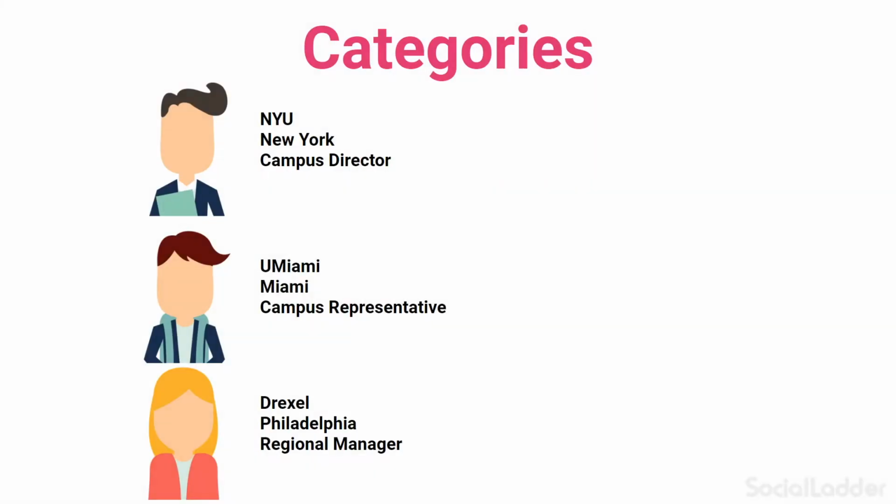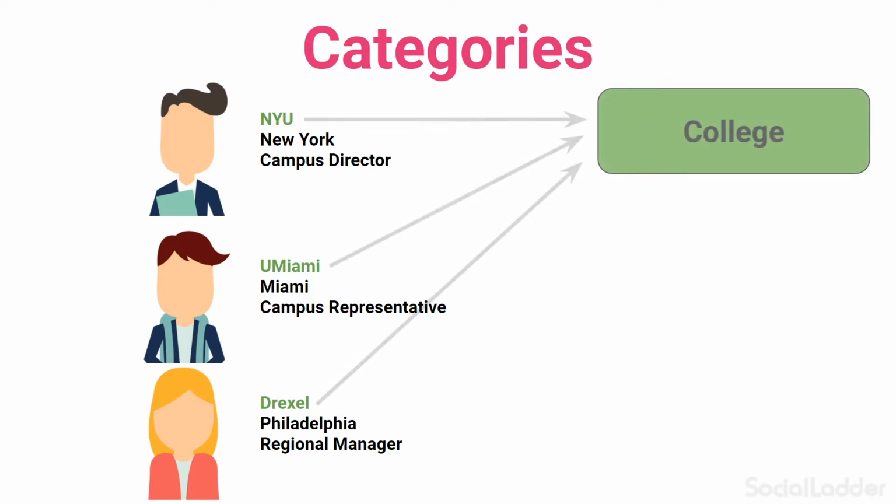Next, let's talk about categories. A category is a way to group the tags by type. This is very helpful for large and more complex communities. When you're creating tags, you add them into categories.